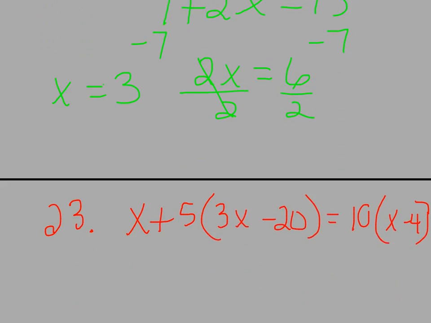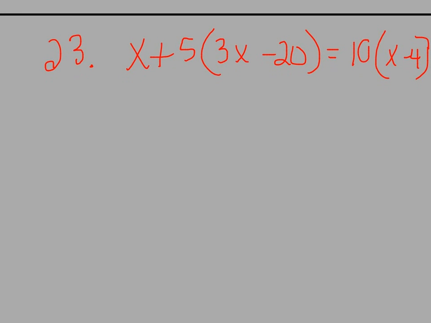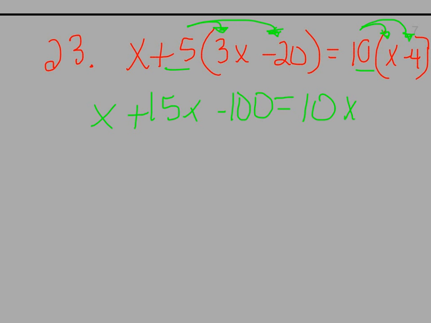Okay, 23. Alright, here I'm going to distribute the 5 and the 10. So I'm going to go 5 times 3x and then 5 times negative 20. So 5 times 3x is 15x, 5 times negative 20 is negative 100. And then distribute the 10 over here, 10 times x, and then 10 times negative 4, and you get 10x minus 40. Now I'm going to combine like terms. On this side we have x plus 15x, which gives us 16x. So 16x minus 100 equals 10x minus 40.